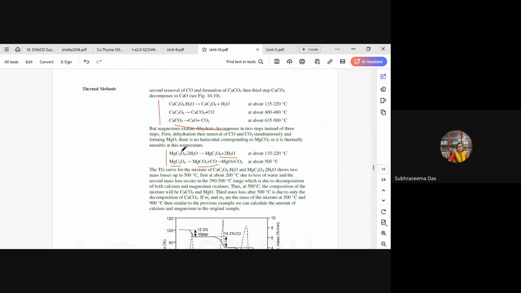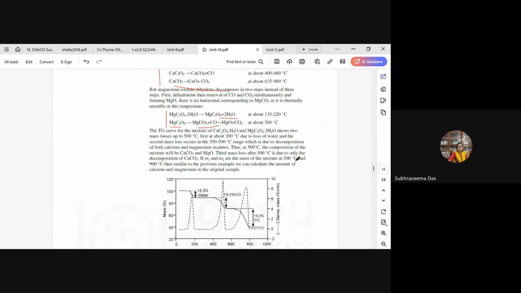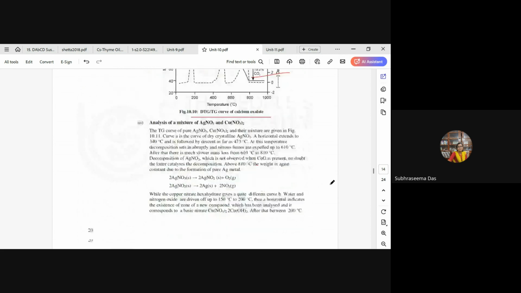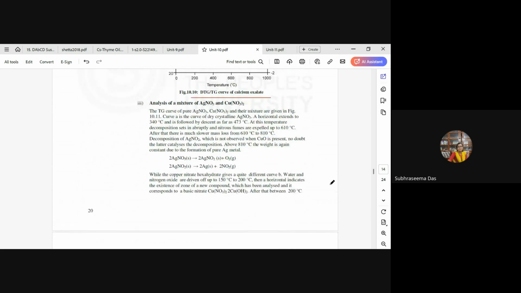So because at 500 degrees centigrade, MgCO3 is unstable, and it immediately forms MgO. So the TGA curve has been shown here. At 500 degrees centigrade, the mixture contains CaCO3 and MgO. So after 500 degrees centigrade, there is only calcium carbonate present in the mixture, and around 850 degrees centigrade, this calcium carbonate decomposes and forms CaO, that is calcium oxide. So this is how we analyze a mixture of calcium oxalate and magnesium oxalate.